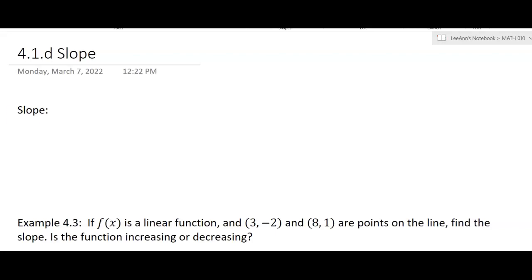Okay, so slope. Slope is like a rate of change. So if you have a steep line, your slope's going to be big. If you have more of a flat line, it's going to be closer to 0. These are lines.